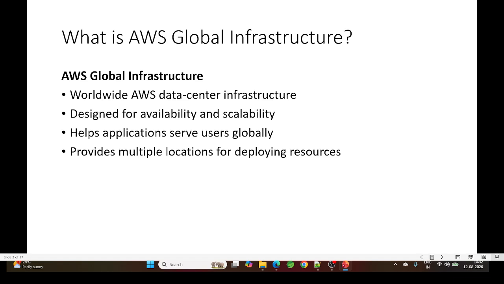What is AWS Global Infrastructure? AWS Global Infrastructure is the worldwide infrastructure that AWS uses to provide cloud services. Instead of running everything from one location, AWS has infrastructure distributed across different geographical areas. This allows customers to deploy applications closer to their users and also design applications that can continue operating even if a particular location has a problem.